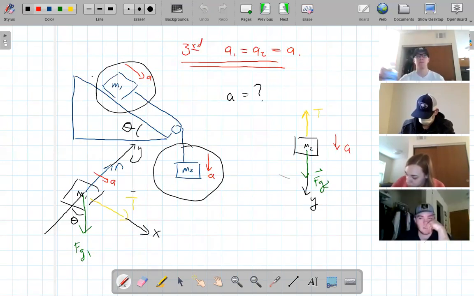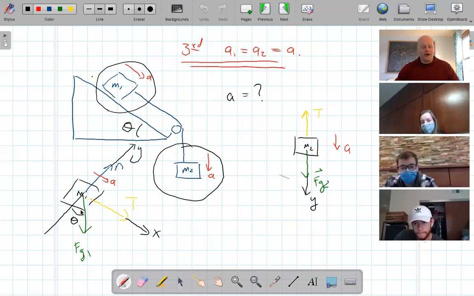In the Y direction, gravity on M1. The force of gravity? Good. Is it all of it or part of it? Just part of it. Which parts? I guess it's just the theta part.